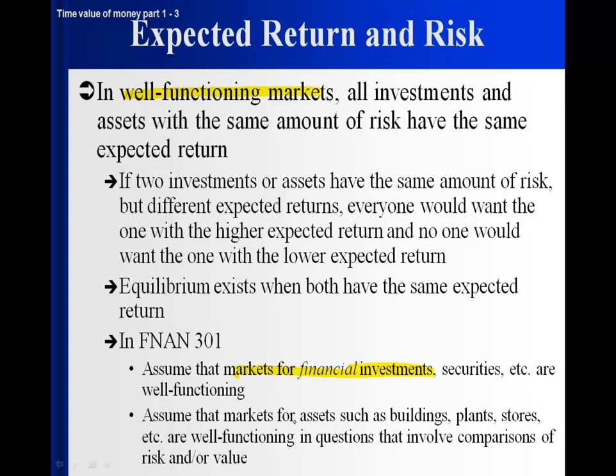Also, when we look at markets for assets like buildings, plants, stores, and when we have questions about which one is riskier, we can focus on the expected return, or as we'll learn later, the cost of capital. We can focus on that rate and assume markets are well functioning. Again, this assumption of well-functioning markets allows us to simplify the world and to focus on risk by comparing expected returns.